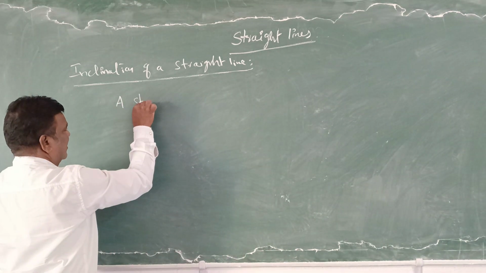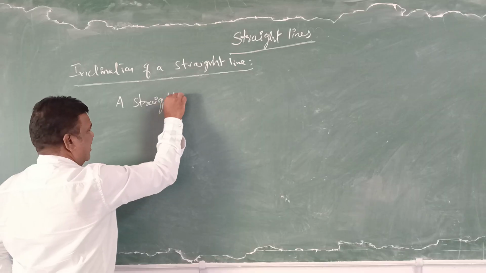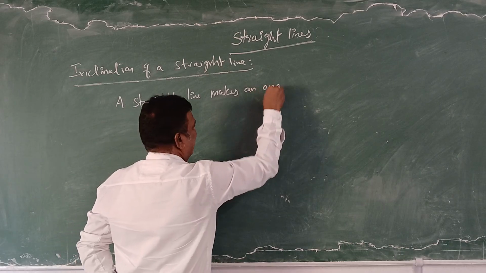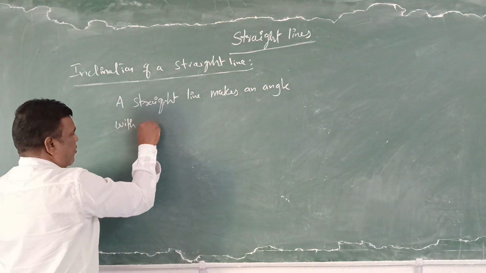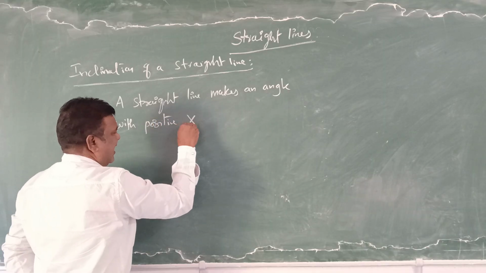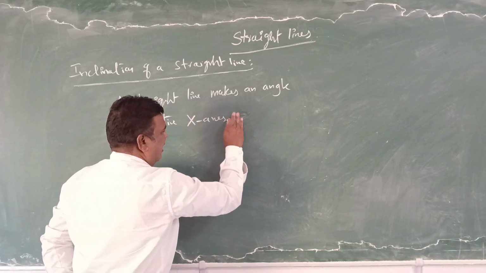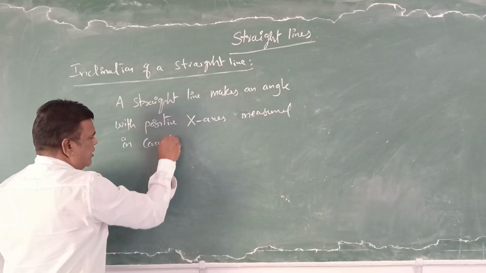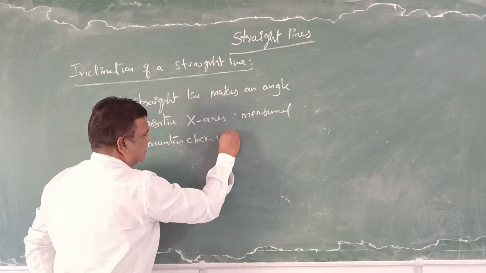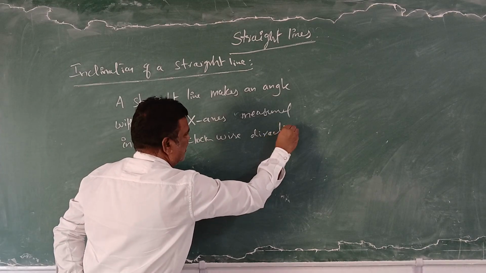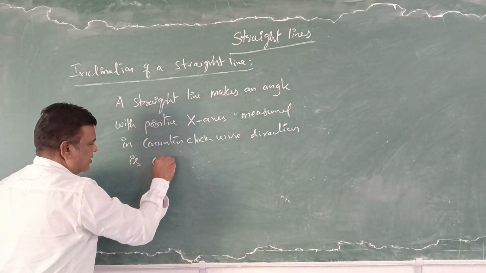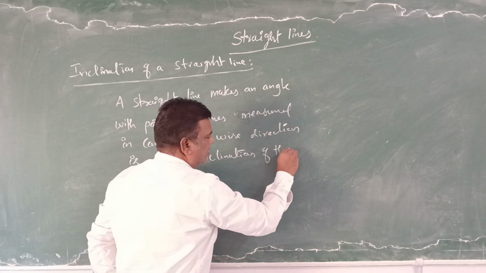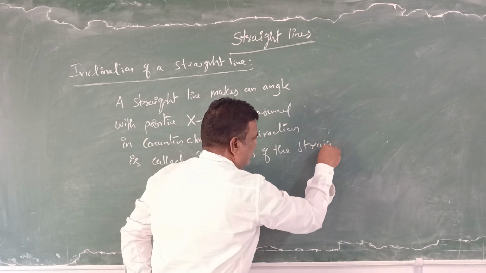A straight line makes an angle with the positive x-axis measured in the counterclockwise direction, and that angle is called the inclination of the straight line.